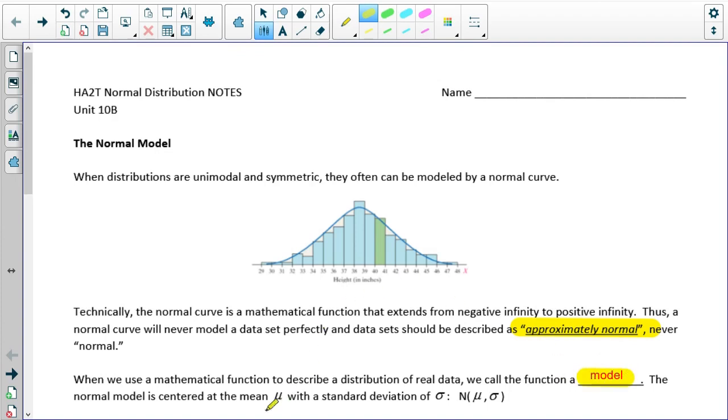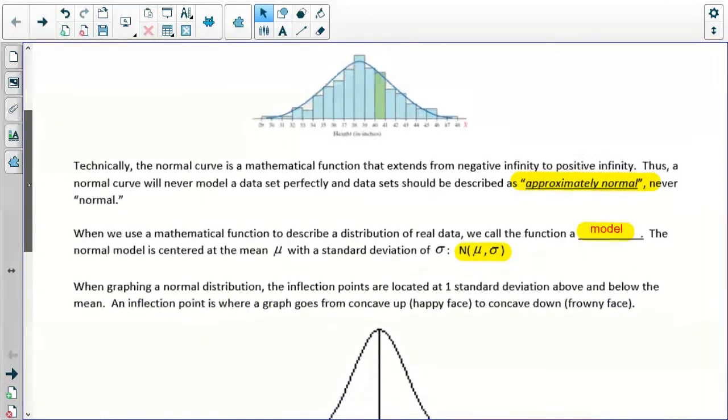The normal model is centered at the mean and has standard deviation sigma. So N(mu, sigma) is how we describe normal models. For example, IQ scores have a mean of 100 and a standard deviation of 15, and we model them with a normal curve. So for IQ scores, we would say it's normal with mean 100, standard deviation 15. That's what's going on with the normal model. We use it to approximate distributions that are unimodal and symmetric.